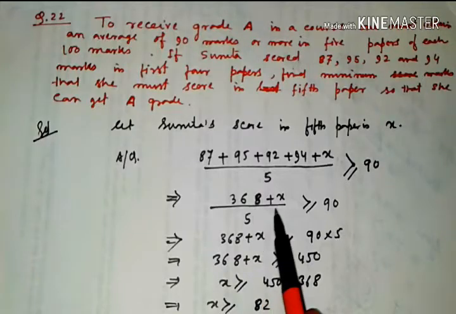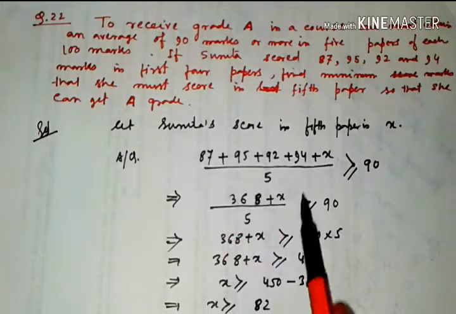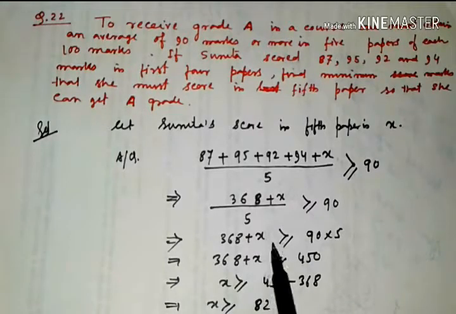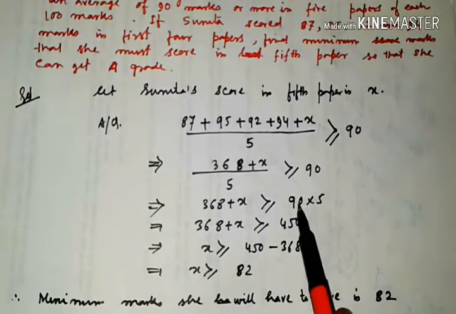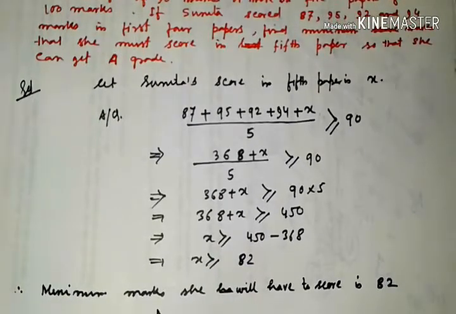Then after simplification we get the sum of these, 368, plus X is greater than or equal to 90 into 5, which is 450. So X is greater than or equal to 82. So the minimum marks she will have to score in the 5th paper is 82.